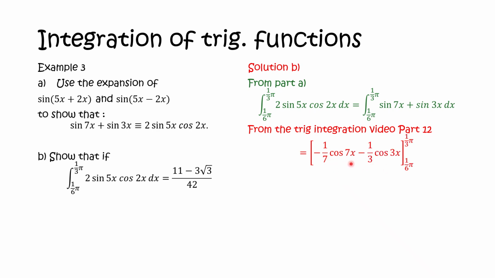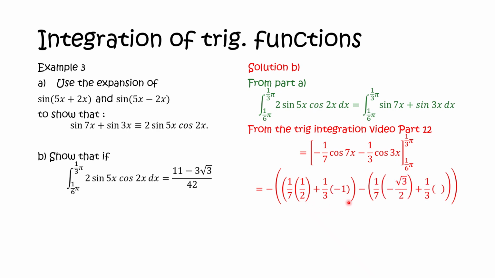Now moving on, we know that when we integrate that, we are going to have minus 1 over 7 cosine 7x minus 1 over 3 cosine 3x, keeping the limits. From there, we substitute the limits. Remember, from the definite integrals video, we start with the upper limit, we subtract the lower limit, and evaluate. So as we evaluate, we get that. And simplifying what we got, we are going to have minus 1 over 14 minus 1 over 3 plus root 3 over 14. And simplifying further, we would have that.